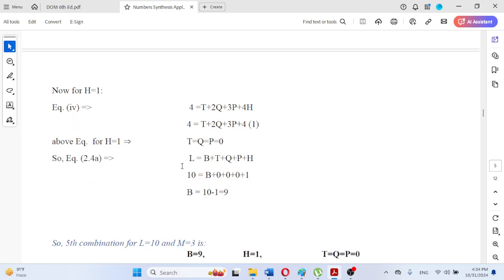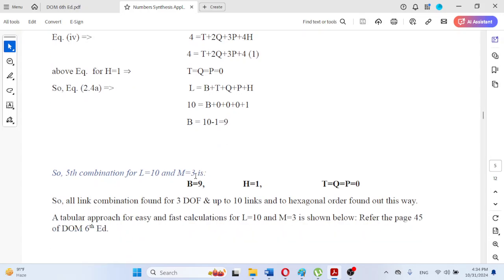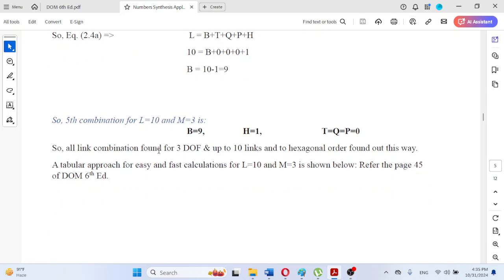So using the other equation which connects all the number of links, we can assume that there is one hexagonal link, so this equation will give you binary links. So 10 minus 1 is equal to 9, so there will be 9 binary links. So the fifth combination for M is equal to 3 is 9 binary links and 1 hexagonal link, and ternary, quaternary, pentagonal links all must be 0. So in this way all link combinations have been found for 3 DOF and up to 10 links, including hexagonal order.